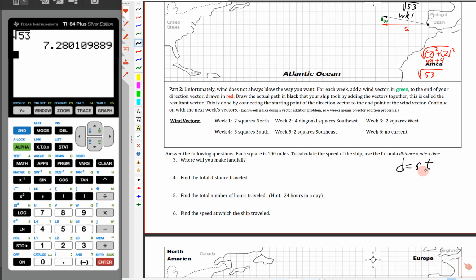And we want to know, for instance, the speed. So we could take the distance and divide it by the time, and that would tell us what the rate is, or the speed. So we just divide both sides by t. T would cancel here, and then we get d over t equals r. So that will help you figure out what the speed of the boat is. So enough of that, and let's take a look at the next page.